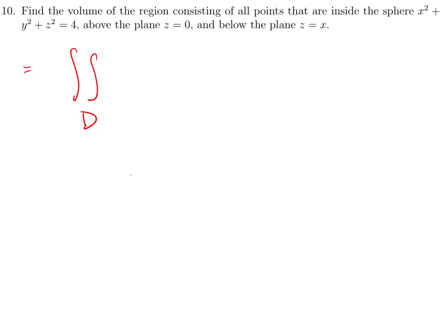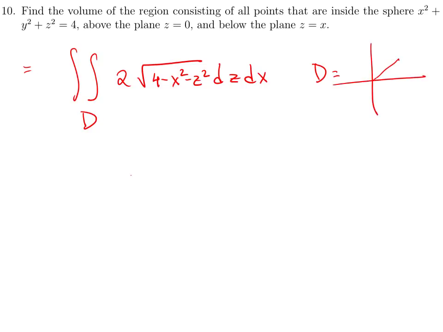So this will be just the integral of 2 square root of 4 minus x squared dz dx, where again D is this wedge-shaped region in the xz plane. So x is at most z, that's why you get this, the line x equals z. Z is greater than or equal to 0, and x squared plus z squared is at most 4. Okay, so this is the region D. It's a sector of a circle of radius 2.